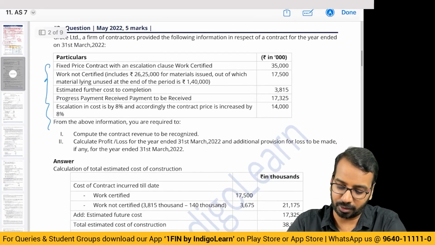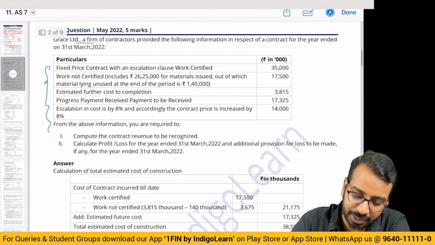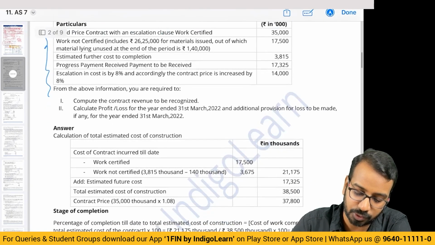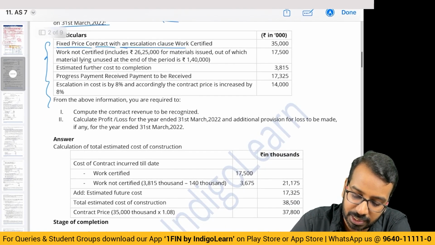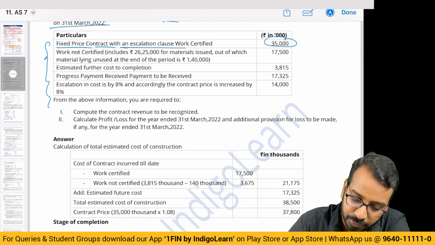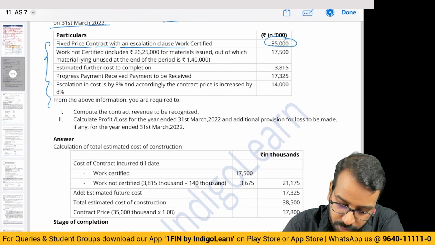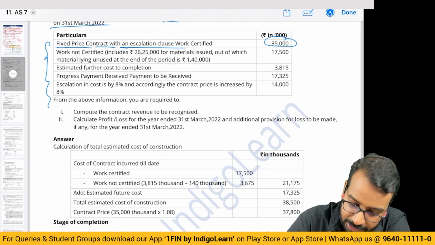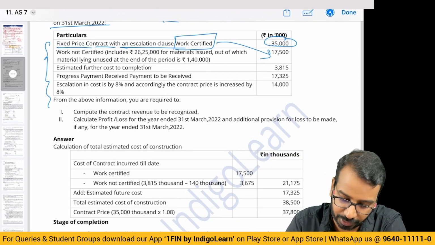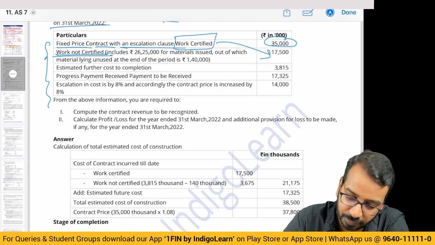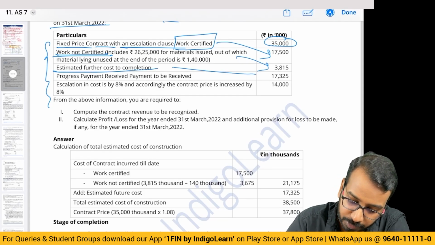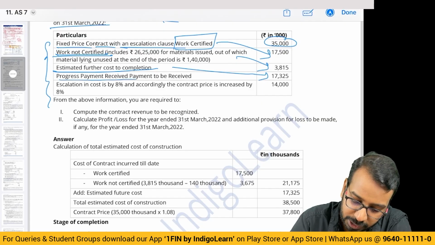So let us look at this particular question. Grace Limited, a firm of contractors, provided the following information in respect of a contract for the year ended so and so. Fixed price contract with an escalation clause, 35,000. I think this is slightly a setting error. Work certified 17,500. Work not certified 3815. Estimated future cost to complete 17,325. Progress payment received.